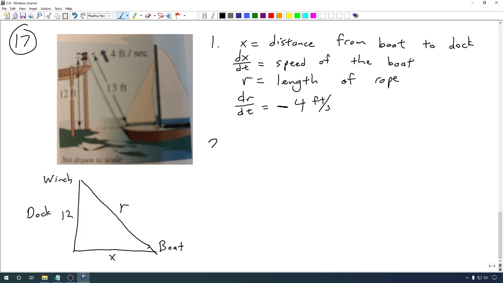Now, what is the relationship? So this is part 2. Find the relationship between our quantities. How are r and x related to each other? Here we're going to have to use a little bit of geometry. We have a triangle here.